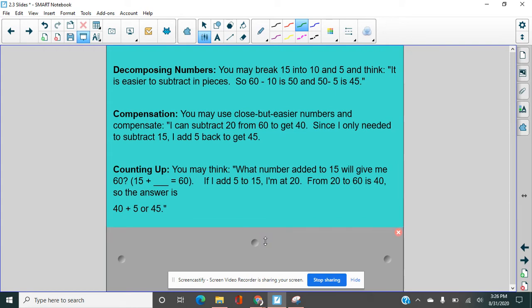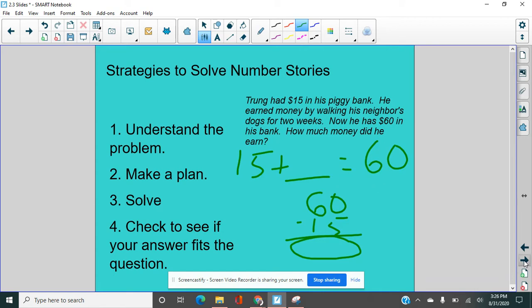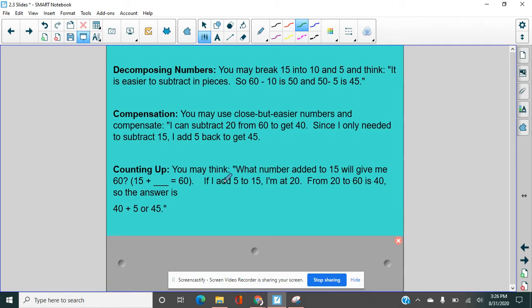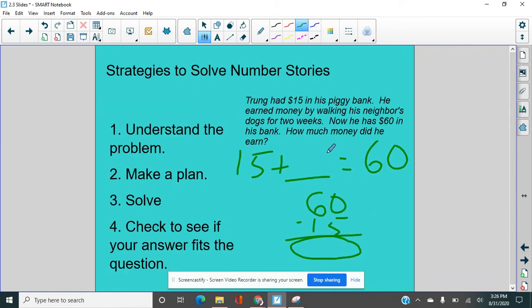Another idea is to count up. Start at 15. If I add 5 more to 15, now I'm at 20. To go from 20 to 60, I would need 40 more. So 40 and 5 gives me 45. All of these get us to the answer, which is 45. So I want to look back. He earned $45 walking dogs. That makes sense because what he saved plus his new $45 would be $60.